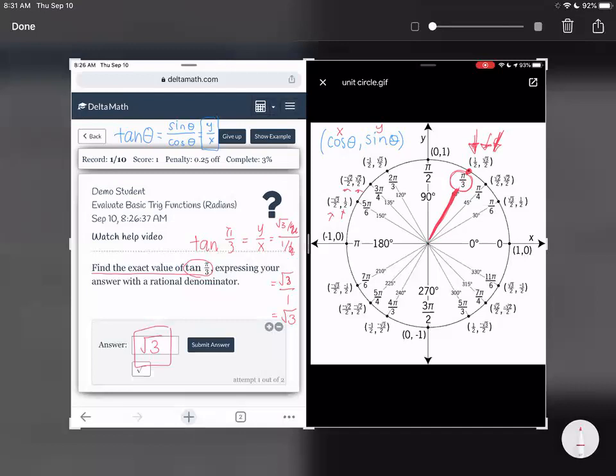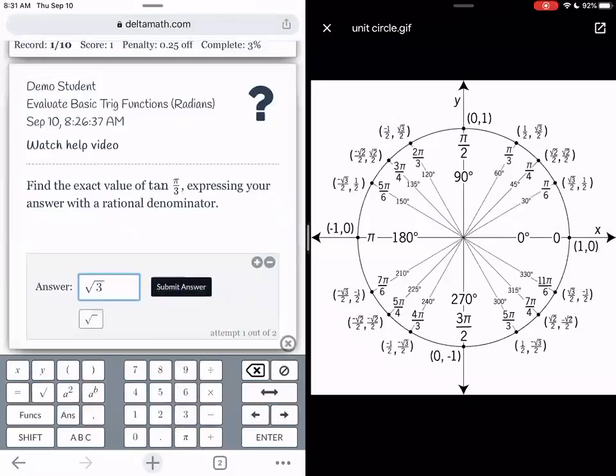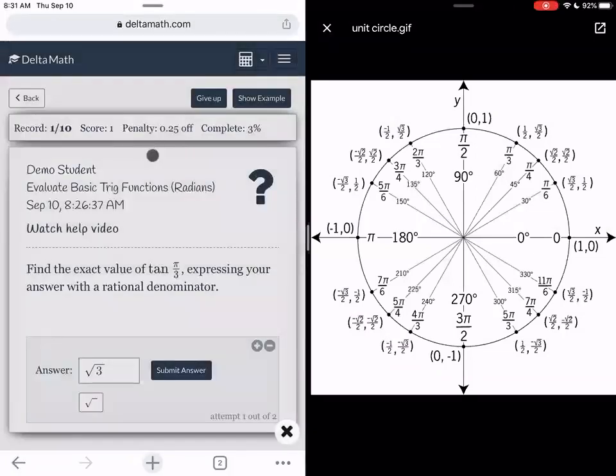Okay. Make sure you interrupt me if you come up with a question, okay? So I'm just going to enter this in to be a root 3. Come on, load, please.